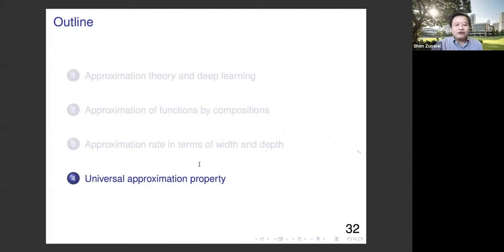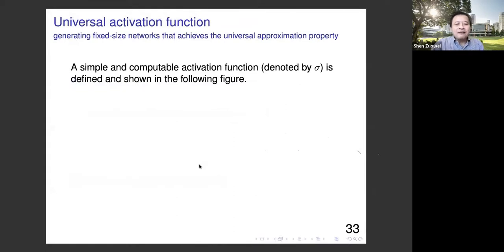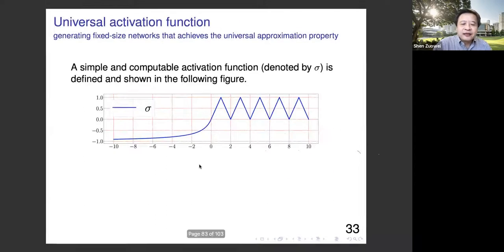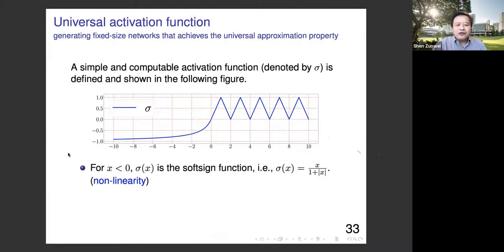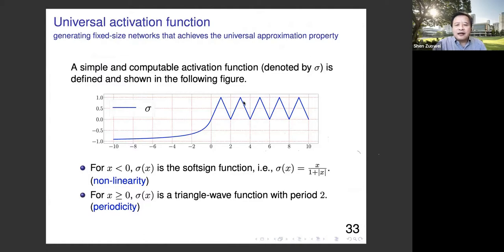Now the most recent result: I'm going to talk about the universal approximation property. I have a simple, very computable kind of activation function. From minus infinity to 0, it's like this function, called the softsign function. From 0 to positive infinity, it's piecewise linear, a triangle wave function with period 2. This is a simple function. In terms of computation, it is almost the same as ReLU.